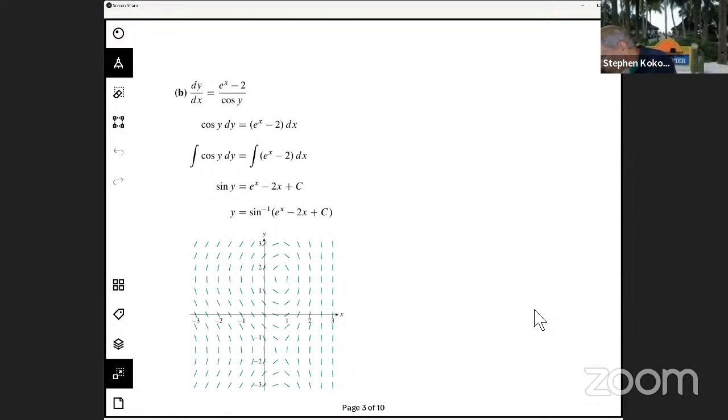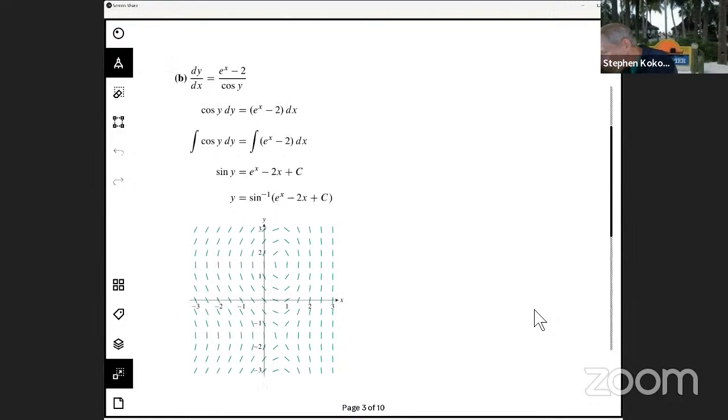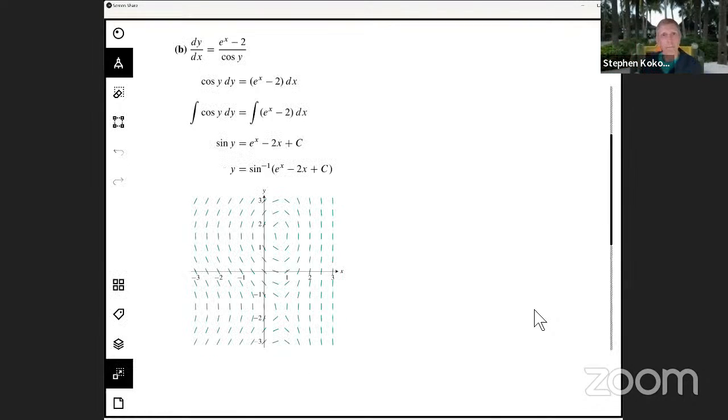Here's B. Let's try this one. This was kind of a cool one too. I like this one. So dy/dx is (e to the x minus 2) over the cosine of y. I've got to separate the variables. I'm going to bring all the y's to the left once again, all the x's to the right, and integrate both sides. Here we go. The integral of the cosine of y, well, that's an integration by inspection, one of our common anti-differentiation rules. That's just the sine of y.